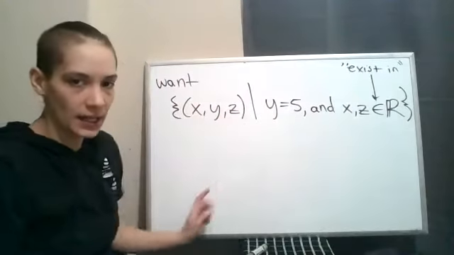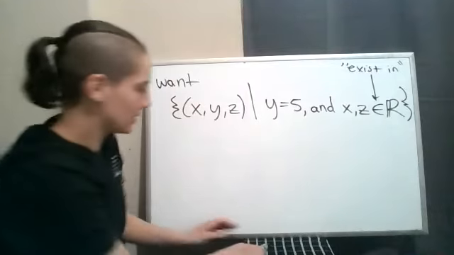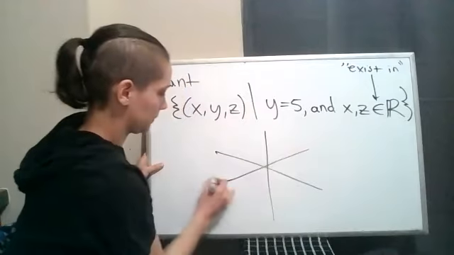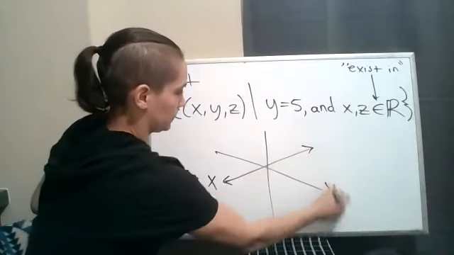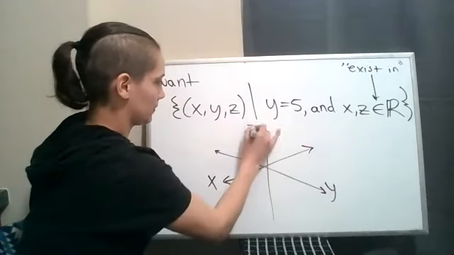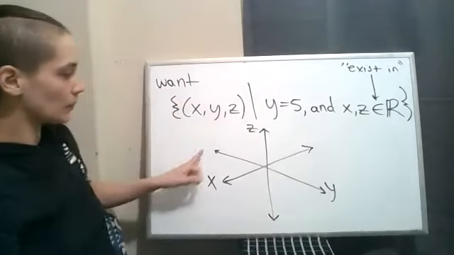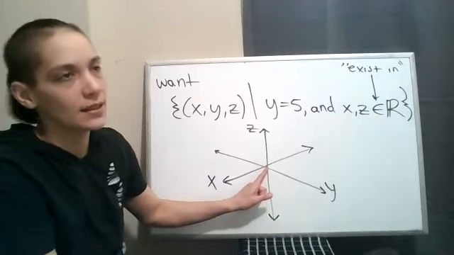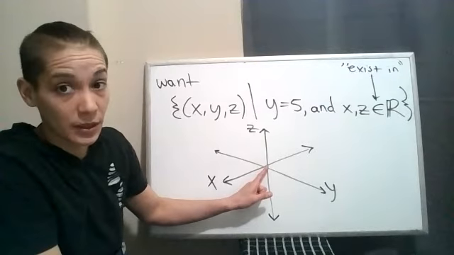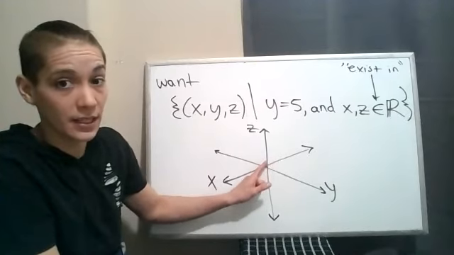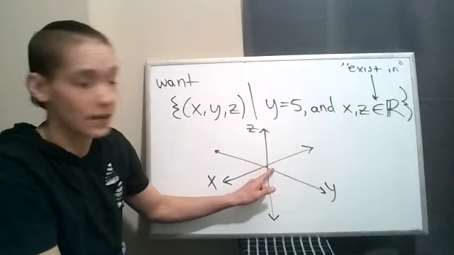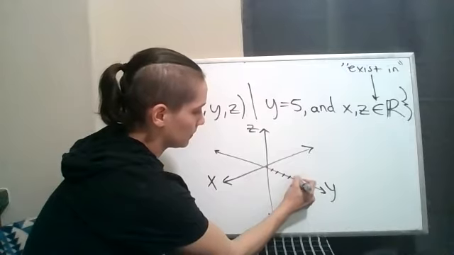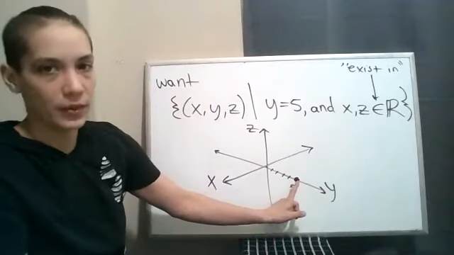So let's set up the x, y, z axis. Okay, so from the origin, let's just start with some point, like 0, 0, 5. So 0 for x, 0 for z, and we're going to go along the y-axis to 5. So that's just one point in your graph.